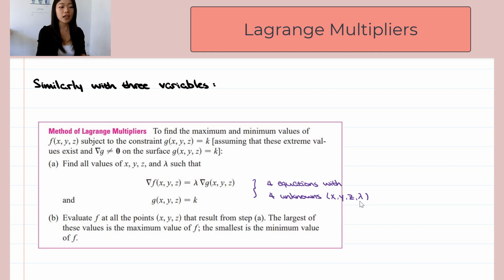And after finding the x, y, and z that satisfy these 4 equations, we can substitute them back into our function f of x, y, and z. Then compare the values of f. The largest value would be the maximum value of f subject to the constraint g of x, y, z equals k. And the minimum value would be the minimum value of f subject to the same constraint. And that is the idea of the method of Lagrange multiplier.